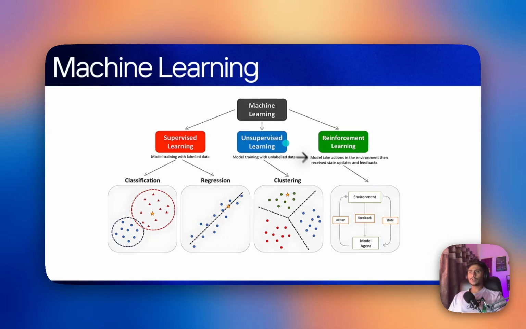In the middle, we have unsupervised learning, which works with unlabeled data. A common task here is clustering, where similar data points are grouped together. Then on the right, we have reinforcement learning, where the model interacts with the environment and takes action, receives feedback, and learns to improve the performance over time.